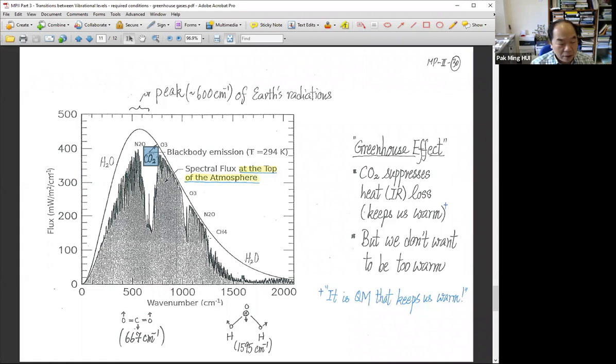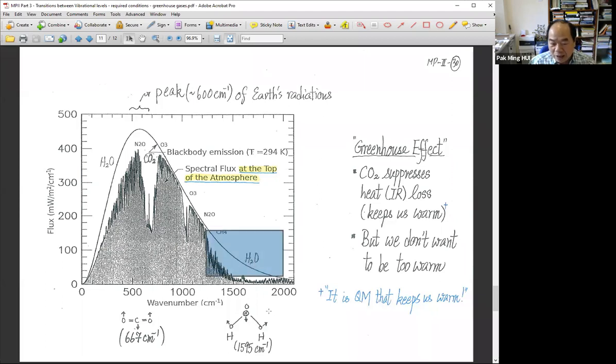Now think about it. It is not the bad guy. CO2 is there to keep us warm. Otherwise, we may not be able to survive, okay? But too much CO2 may be a problem because of this missing part when we want to radiate out there, okay? Now, there are other things.